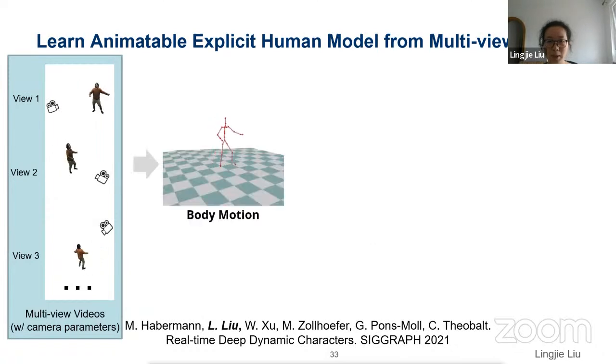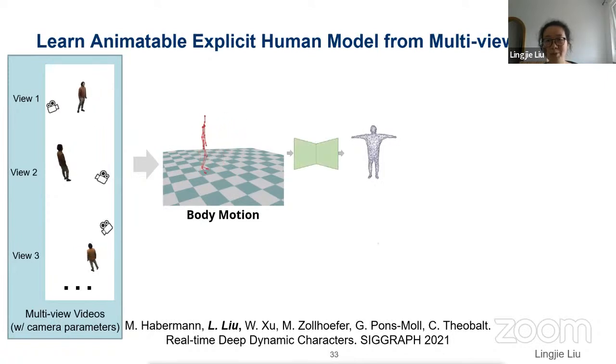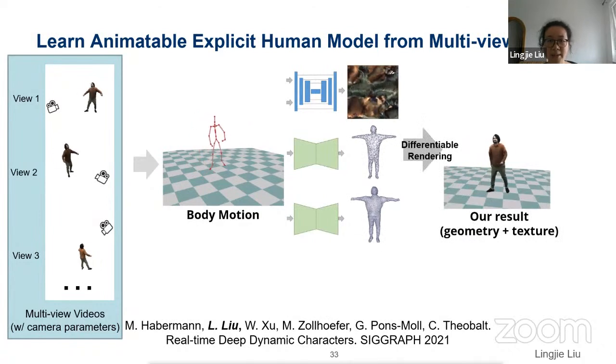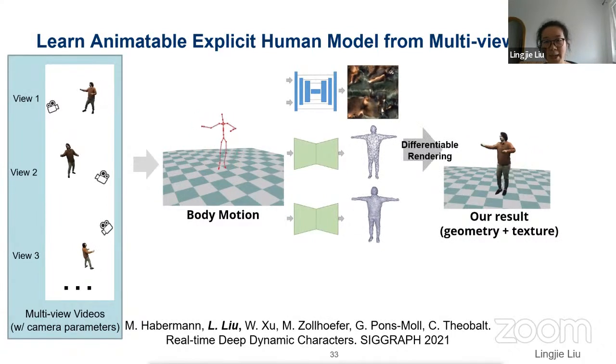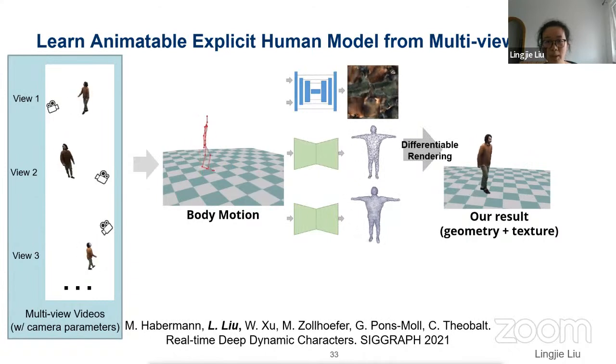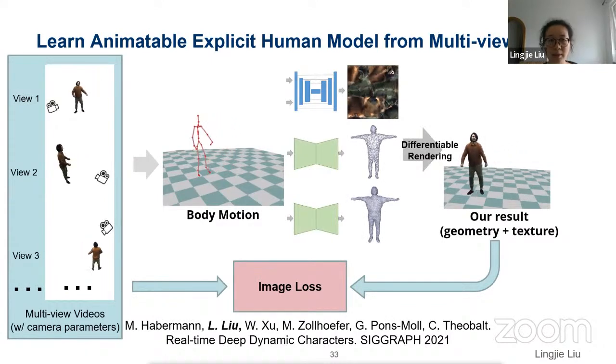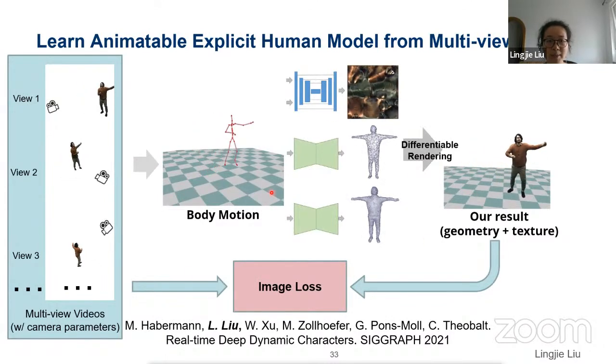Specifically, given the multi-view videos of the person, we first capture the body motions in these multi-view videos. Then we use the DDC to predict the geometry deformations at both coarse and fine levels, as well as the texture map. All these three components can be added to a skinned animated mesh. Then by comparing this rendered mesh with the ground truth images, these three components can be optimized.